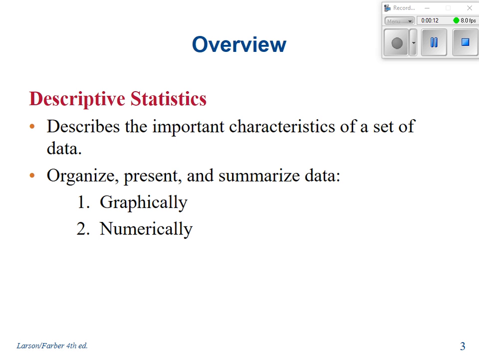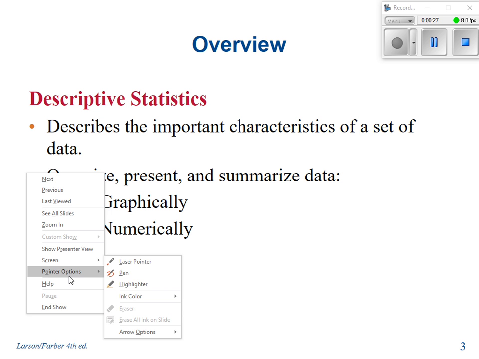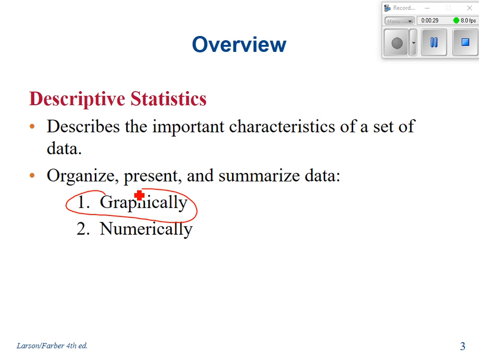Chapter 2 is going to deal with descriptive statistics. Descriptive statistics describe the important characteristics of a set of data. We're going to learn how to organize, present, and summarize data, whether graphically or numerically. Graphically, we're going to learn a lot of different graphs. Numerically, that's some of the stuff where you do the mean, median, range, and different things.